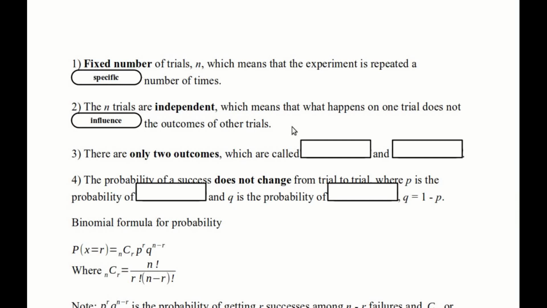The next requirement, the third requirement, is that there's only 2 outcomes, which are called success and failure. And those are the words that are used.